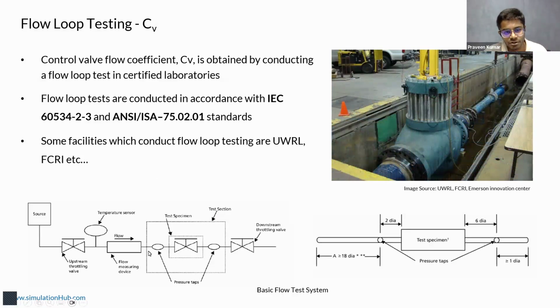Then, where to install the probes. For example, on the upstream side, the pressure measurement probe should be at 2D before the test specimen, and then 6D on the downstream, outlet side. The pressure drop is measured between these two probes.